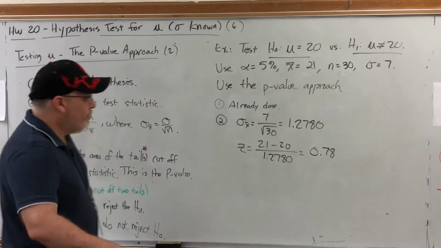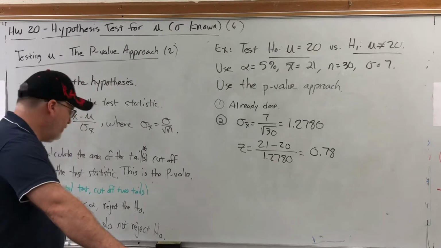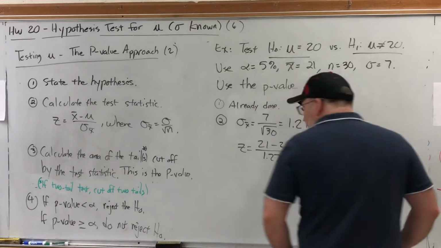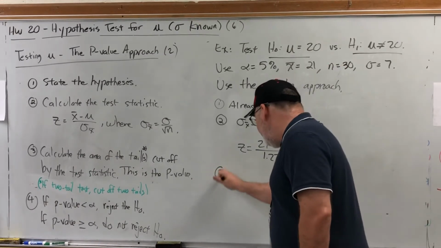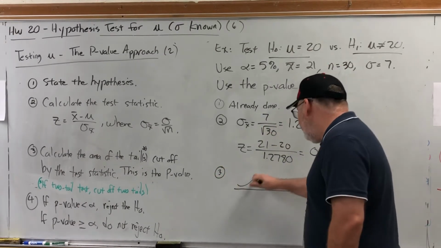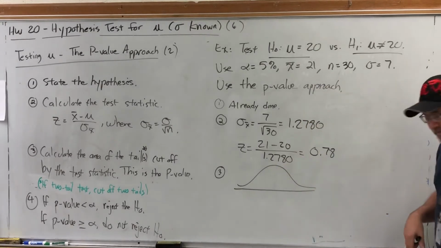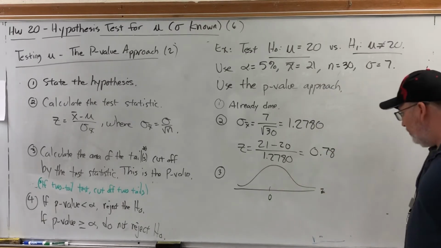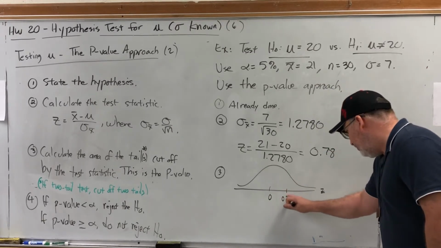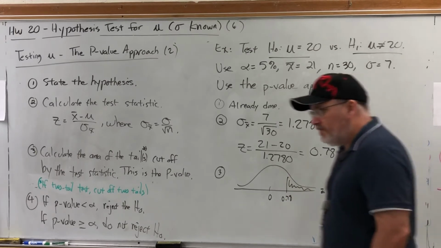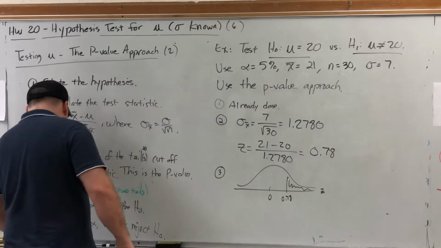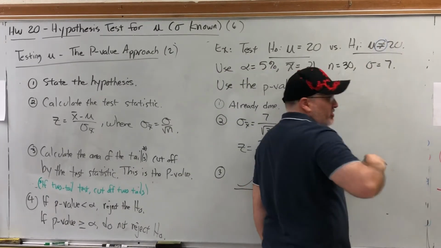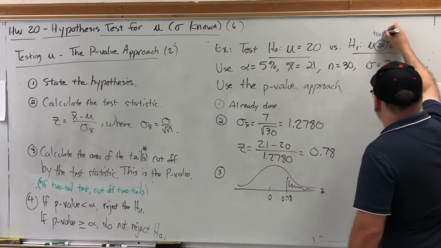I said you don't need to draw a picture. Draw a picture, because the p-value represents an area. The p-value, which is what we're doing next, is the area of the tail or tails cut off by the test statistic. Now, on the z-curve, 0's in the middle, so 0.78 is to the right of it. But here's where you have to be very careful. This is a two-tailed test. The null and alternative hypothesis has not equal to, so this is a two-tailed test.